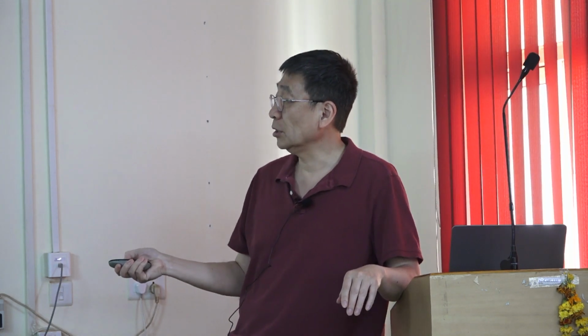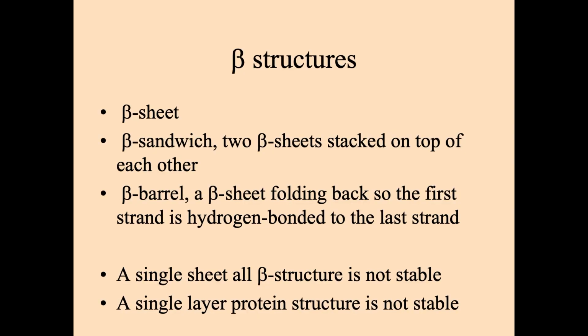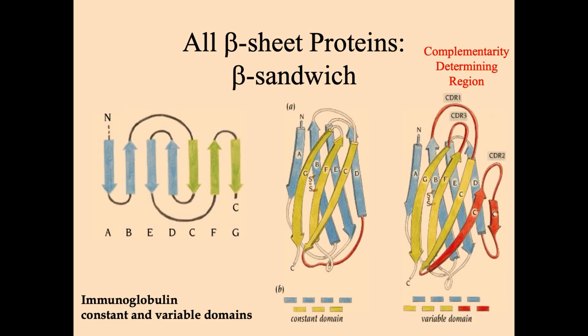A single sheet will not have a hydrophobic core. This is all considering the idea of the hydrophobic core. Without a hydrophobic core, it will be less stable. By the same token, a single layer structure would not be stable. Now let's talk about beta sandwiches, which are made of beta sheets. So when you look at sandwiches, you find sheets as well.